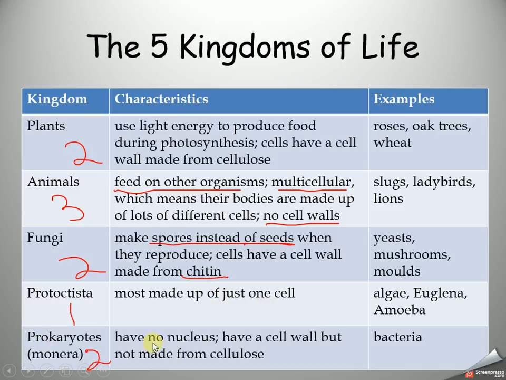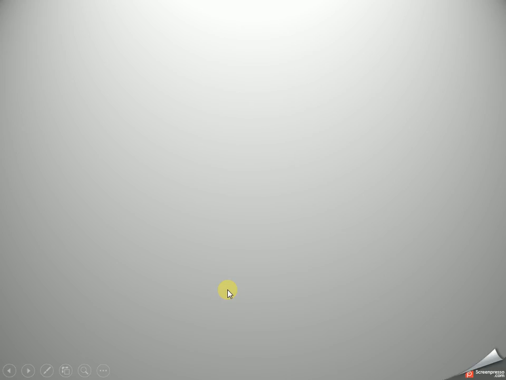Prokaryotes, they have no nucleus and they have a cell wall, but it's not made from cellulose. Those are the 2 things: no nucleus and a cell wall not made from cellulose. I wouldn't put too much stock into remembering all of these, but if you can remember some of these, that'll be fantastic. But just make sure that you do know the 5 kingdoms.